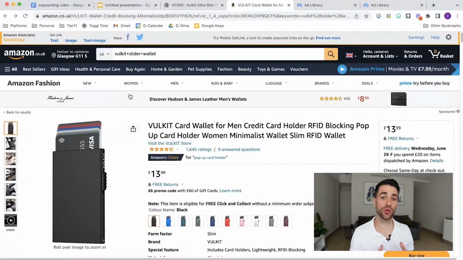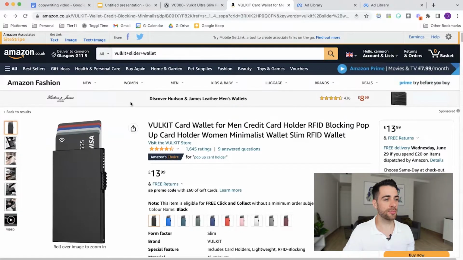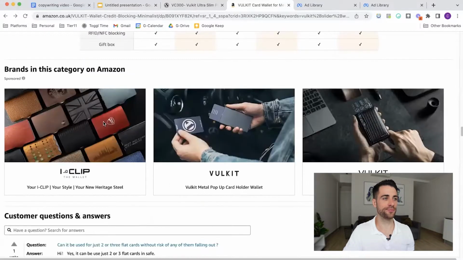So in order to get stuff from Amazon, what we're going to do is we're going to go onto Vulkit's listing. Again, you'd be looking at competitors more likely, or if you have a long-standing product and you're making iterations of it, you can look at your own reviews and see what problems people were having. Once you've solved them, you can speak to them. So let's come down to the reviews section.